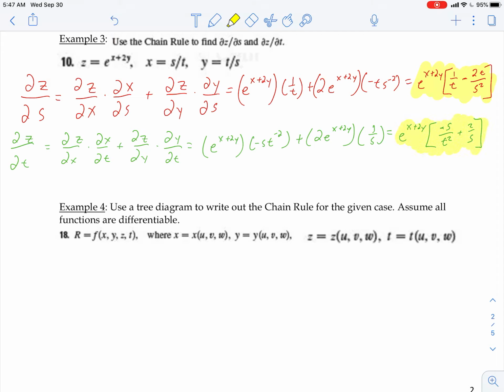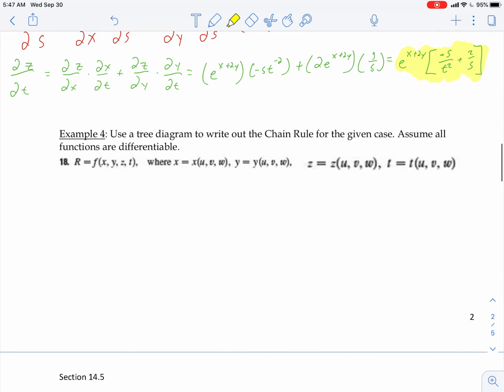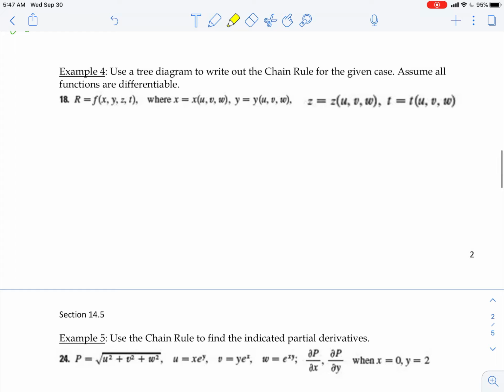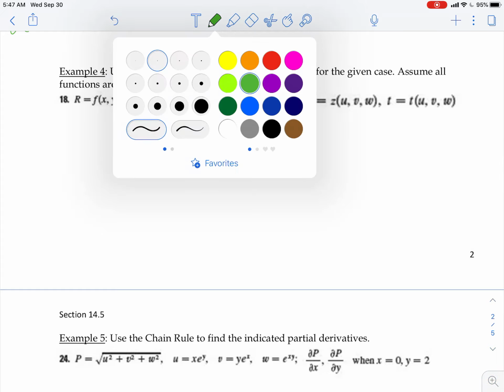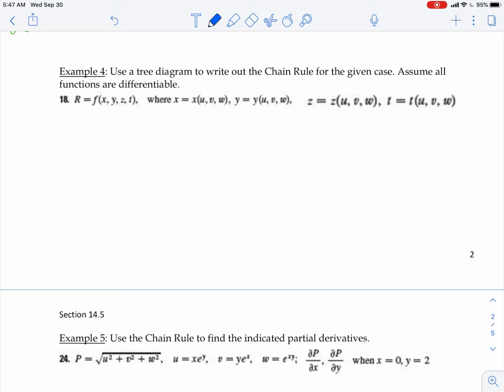So now next, what we're going to do is go ahead and use a tree diagram to write out the chain rule for the given case. And again, we're going to assume that all of our functions are differentiable. So now, doing a chain rule, we have to denote all of our tree diagram using the chain rule.